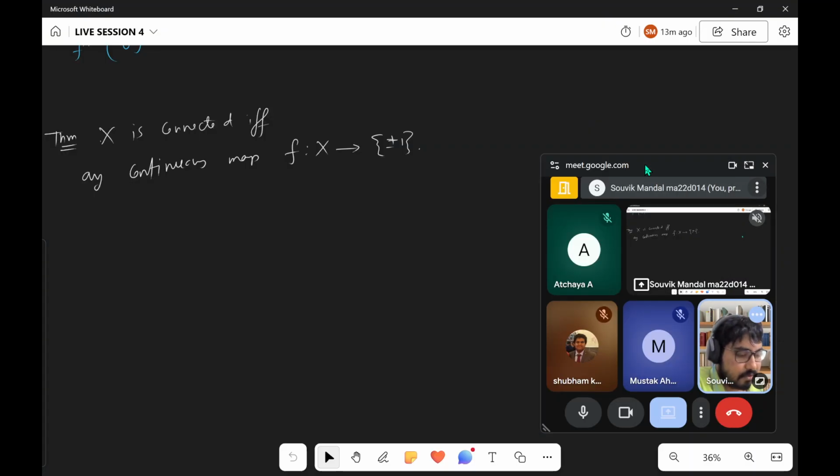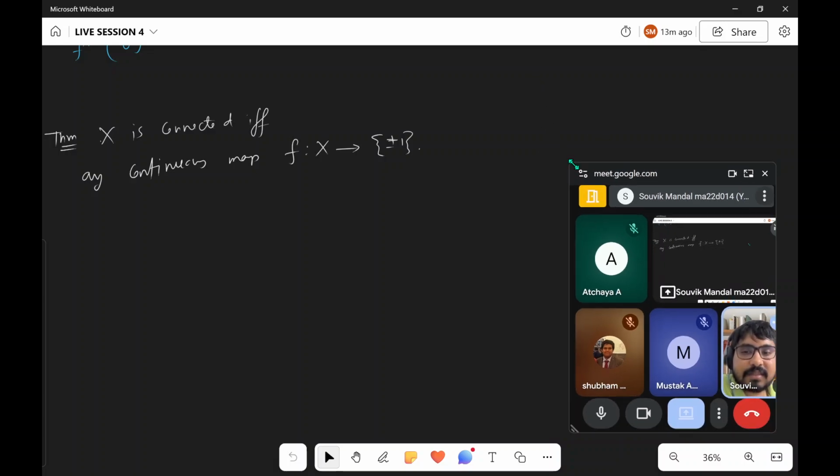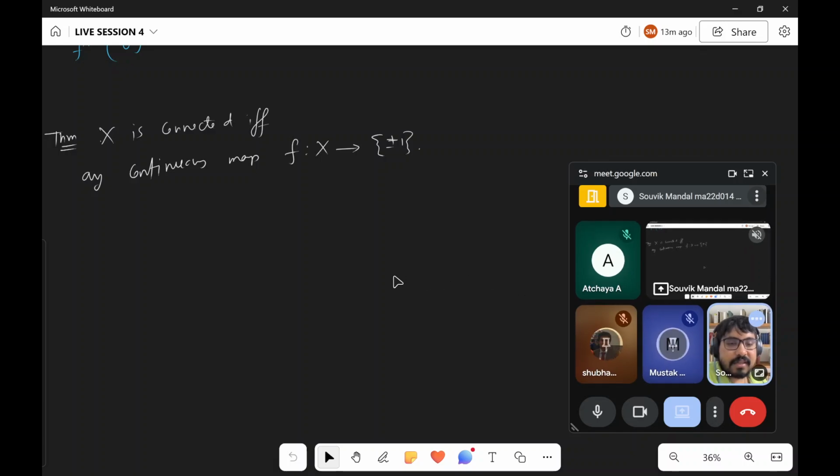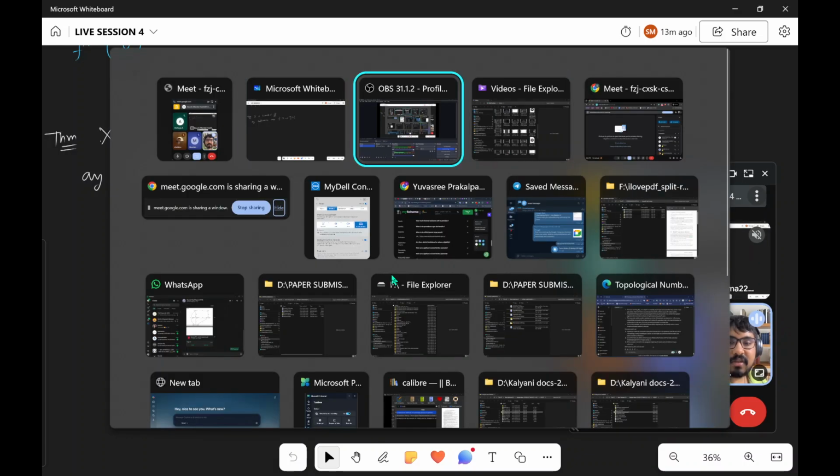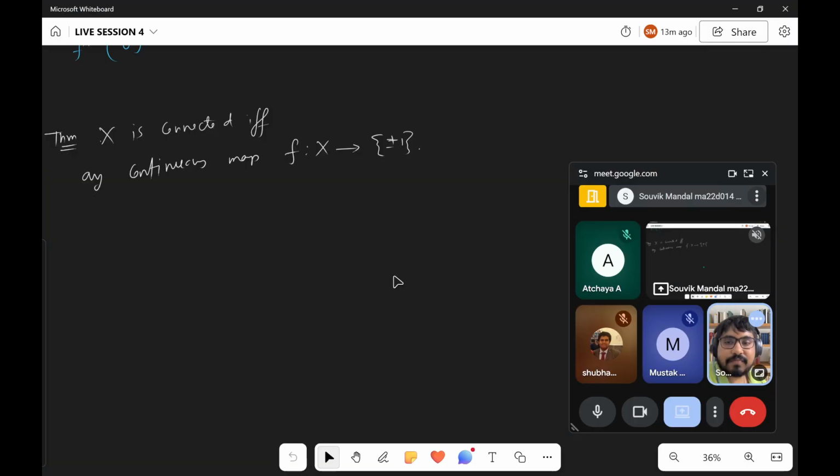Okay, let's get back to this problem. This theorem tells that X is connected if and only if any continuous map from X to plus minus 1 is constant. So that's what the theorem is telling. Can you please try to prove it?